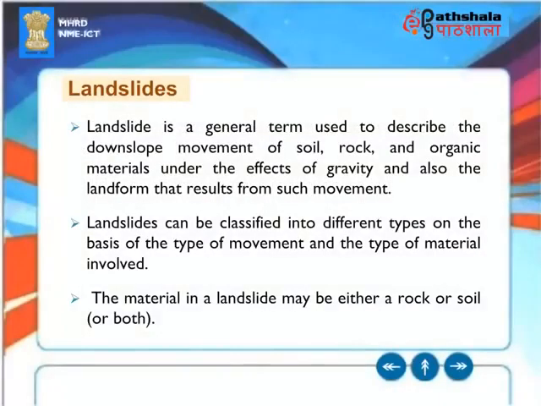Landslides. Landslide is a general term used to describe the downslope movement of soil, rock, and organic materials under the effects of gravity, and also the landform that results from such movement. Landslides can be classified into different types on the basis of the type of movement and the type of material involved. The material in a landslide may be either rock or soil or both.